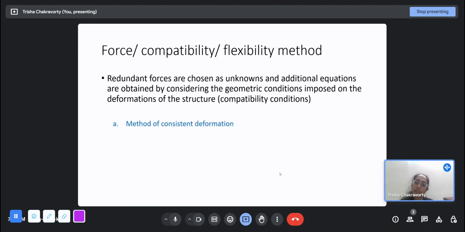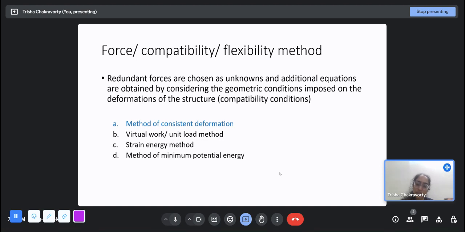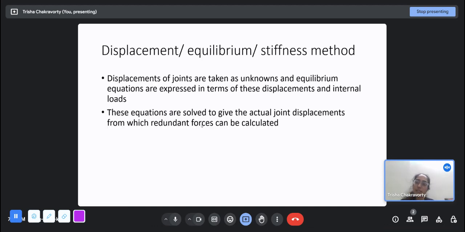So there are several methods that come under the umbrella of force methods or flexibility methods, method of consistent deformation, that we have looked at in detail for all three kinds of structural elements that we have known: truss, beams, and frames. Then there is the virtual work or the unit load method, the strain energy method, the method of minimum potential energy, the flexibility matrix method. But mostly, method of consistent deformation is the only one that is important for this course, and that is what we have looked at so far. And the other approach is the displacement or the equilibrium or the stiffness method.